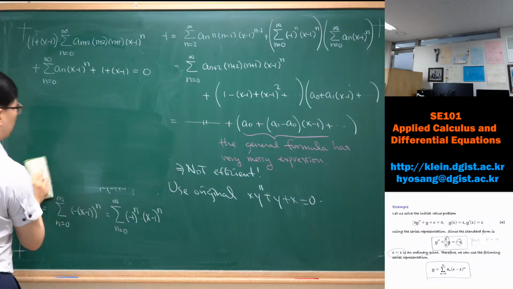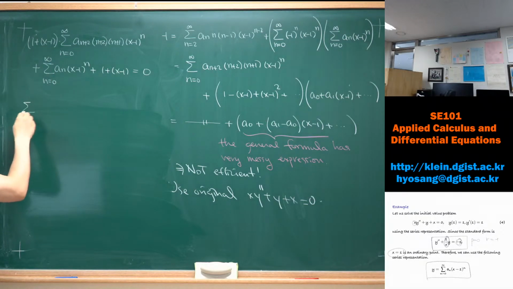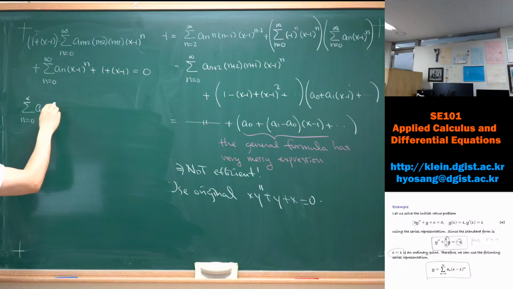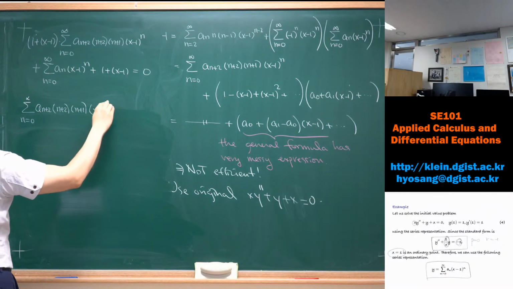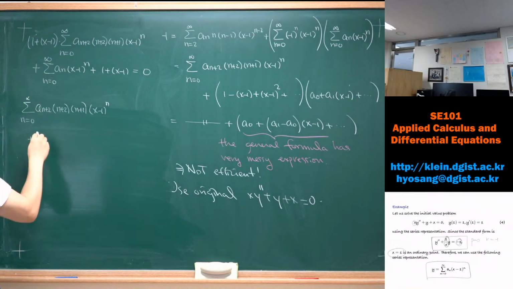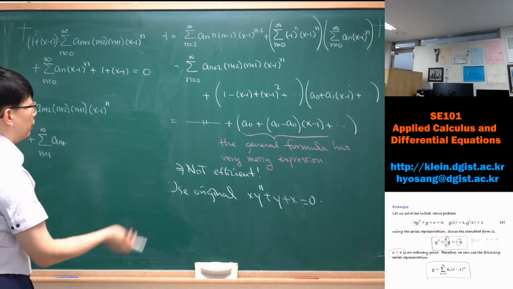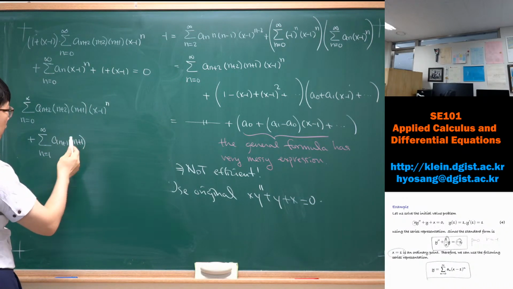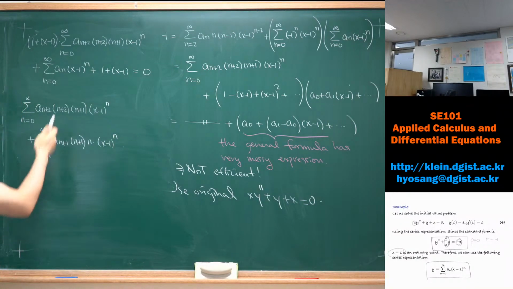So let's rewrite this. The first sum starts from n equals 0, because 1 times this sum: a_{n+2}(n+2)(n+1)(x minus 1)^n. The second sum starts from n equals 1. So I have to replace n with n minus 1, so n plus 1 becomes n, and n becomes n minus 1. So now it becomes a_{n+1}(n+1)n times (x minus 1)^n.